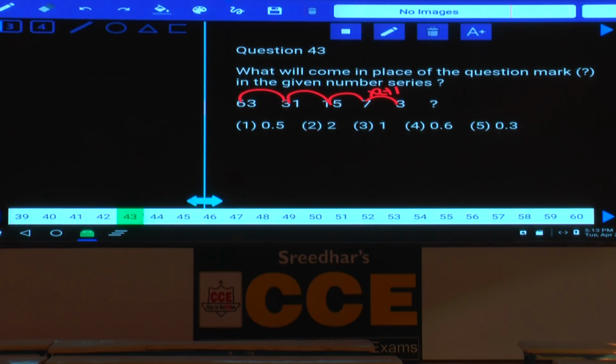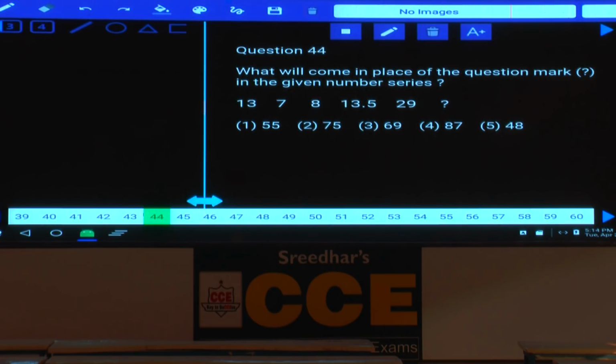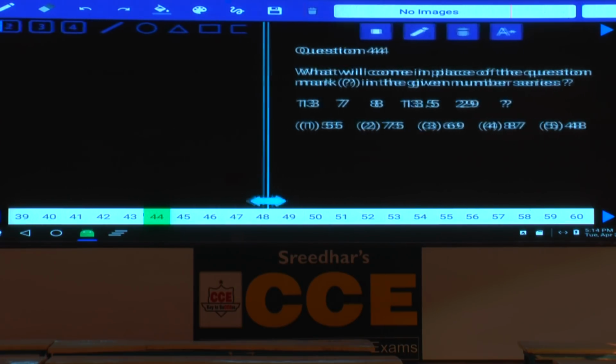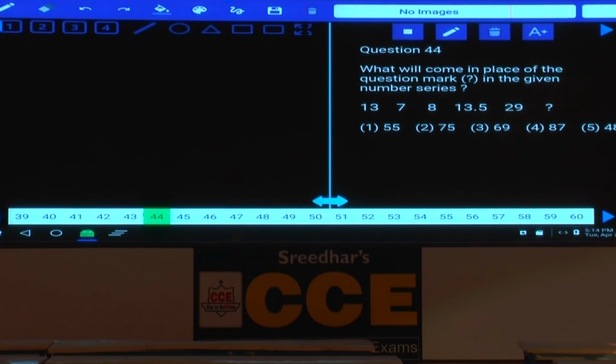Hence in the usual order, something into 2 plus 1 must be 3. Hence 3 minus 1, 2 divided by 2 will be 1. Now here, 1 into 2 plus 1, how much is that? 3 is the answer. Hence what is the missing number? 1, choice 3. 43. Then 44, now in this 44, the number once decreased, from there onwards it is increasing.